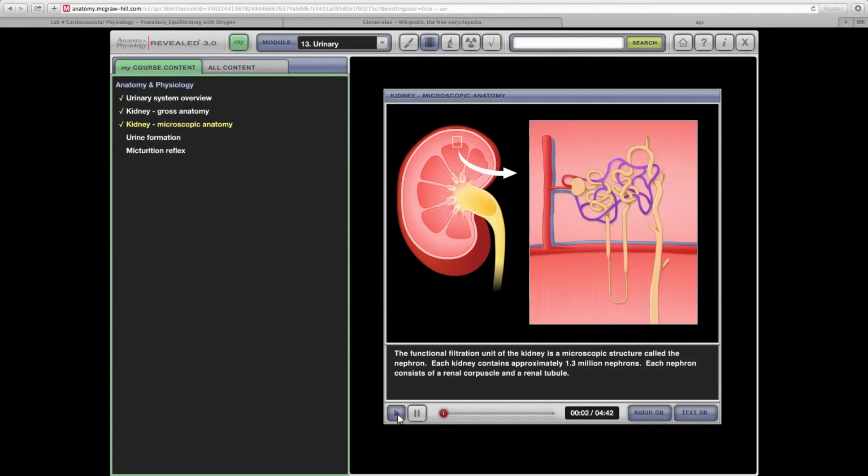The functional filtration unit of the kidney is a microscopic structure called the nephron. Each kidney contains approximately 1.3 million nephrons. Each nephron consists of a renal corpuscle and a renal tubule.